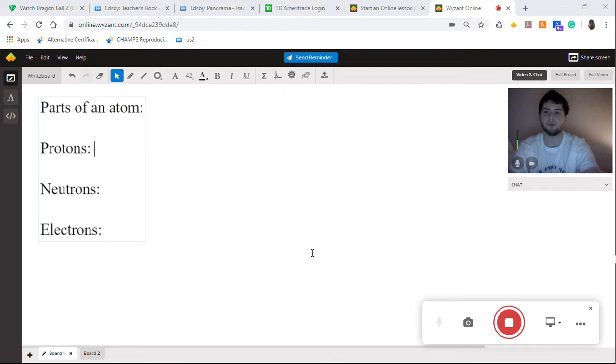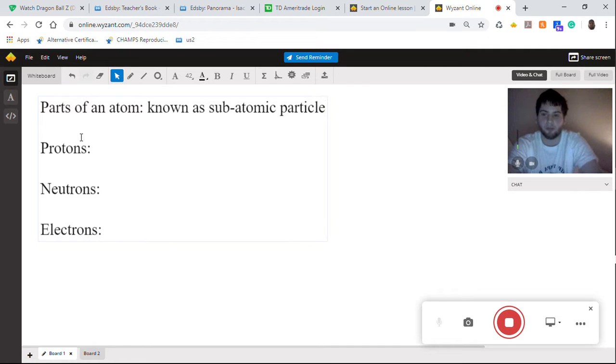Today we're going to review the parts of an atom, as well as mass number and atomic number. So, starting off, parts of an atom. Those are known as subatomic particles. Our first subatomic particle is a proton. The proton is the positively charged part of an atom, and it's located in an atom's nucleus.